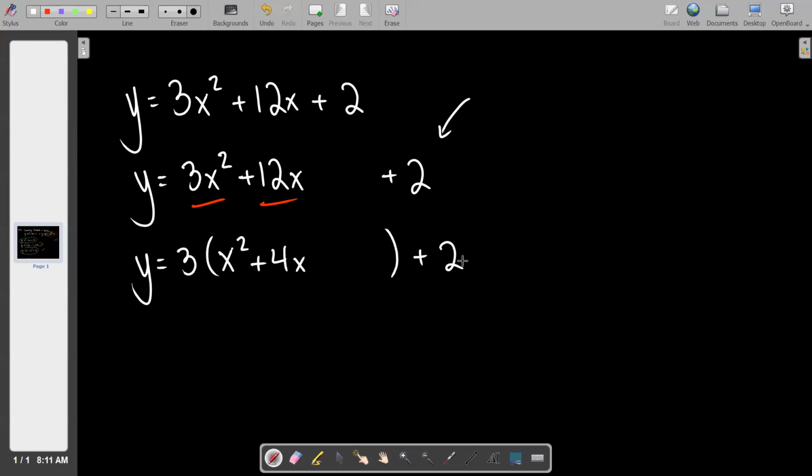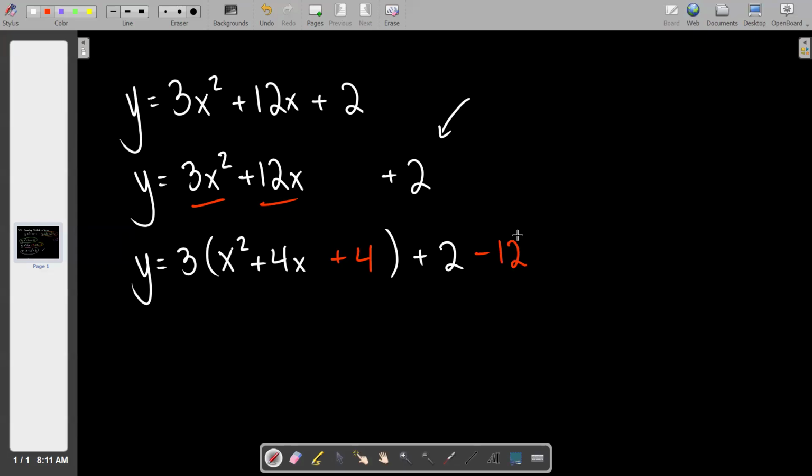And then the algorithm kicks in. What's going to be the magic number that goes on the blank? Plus 4. Half of 4 is 2. 2 squared is 4. So I'm going to add 4. And how do I erase the footprints of that plus 4? With a minus 12.